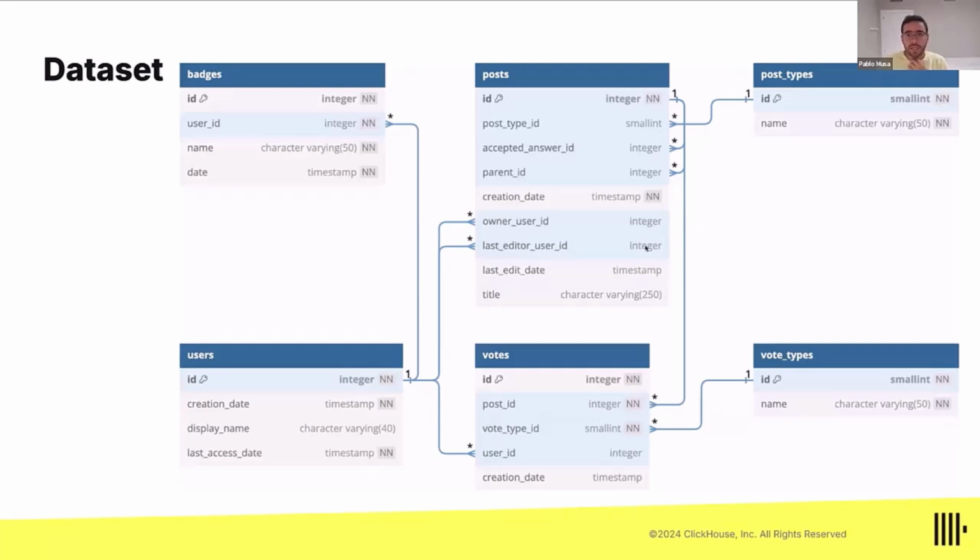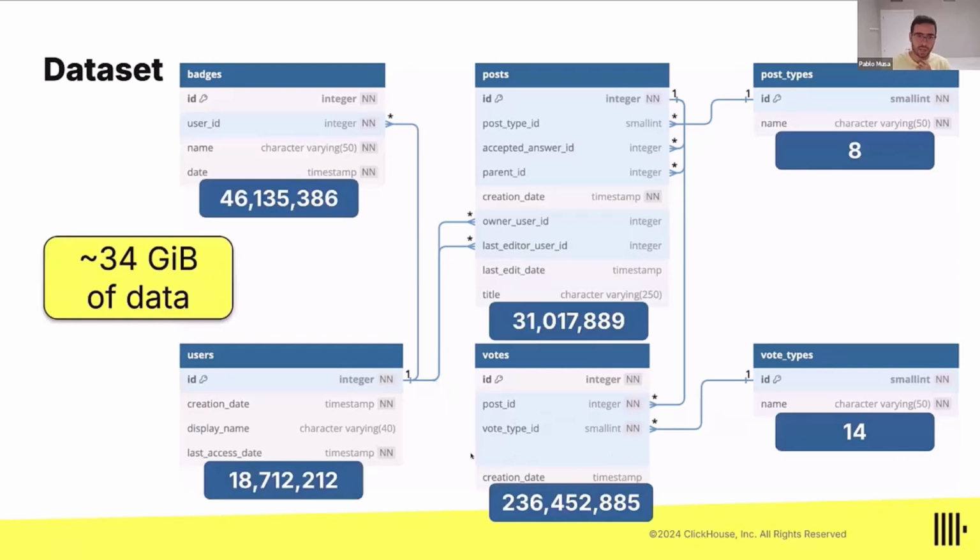This is a very relational data set. So you have posts relating to votes, users relating to badges and posts, post types and vote types. There's actually a mistake here, this connection between users and votes actually doesn't exist. So here it's actually better.